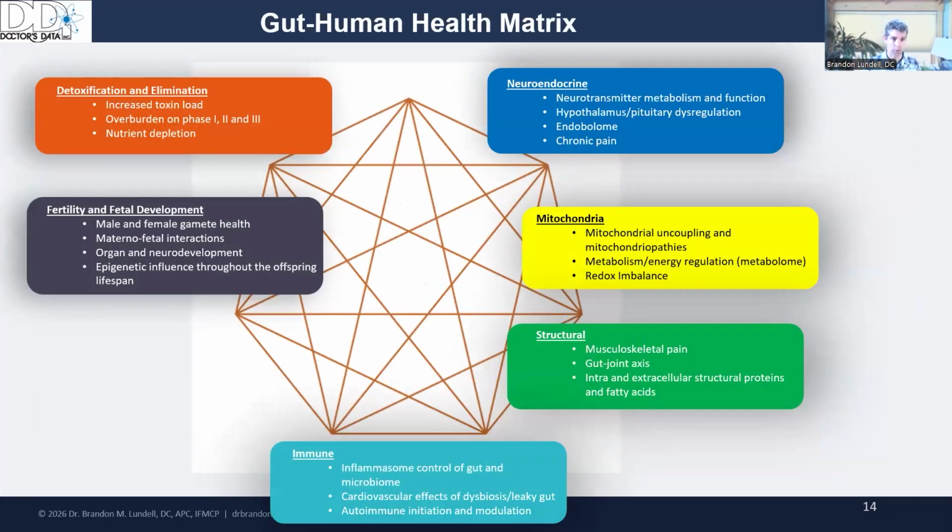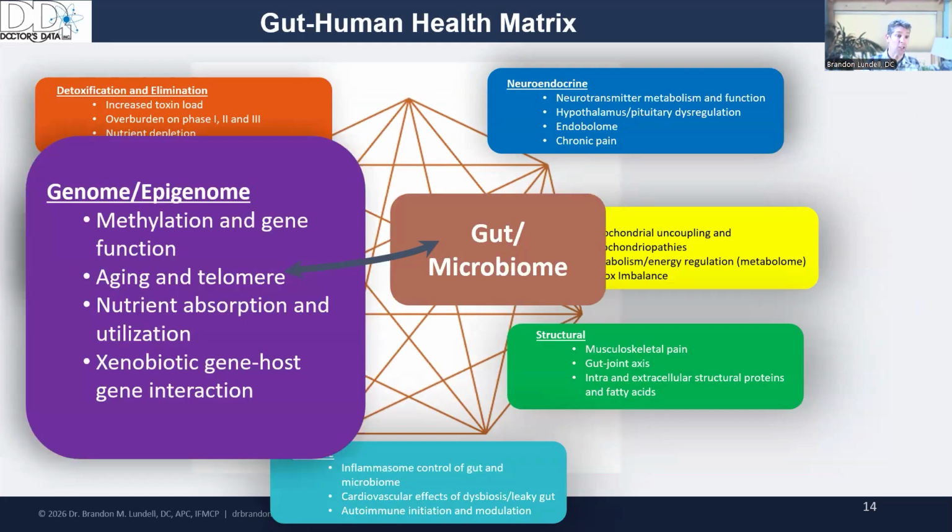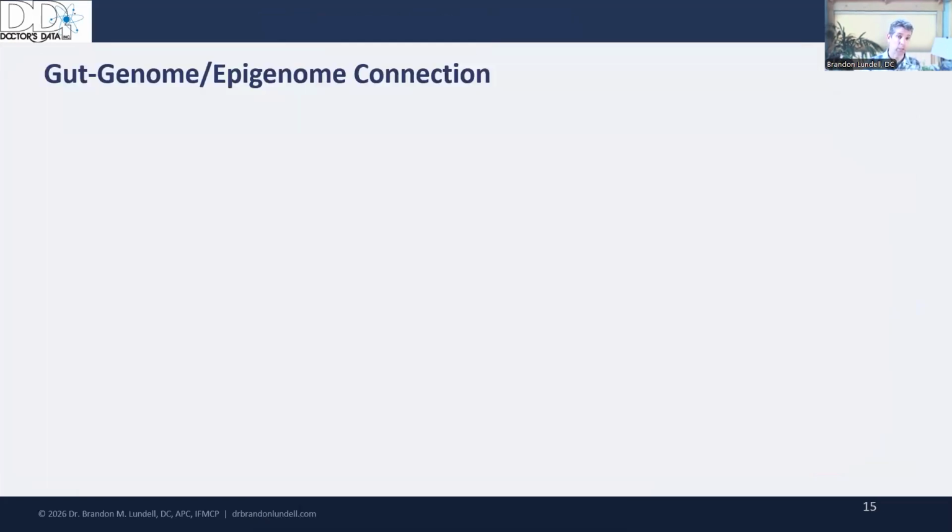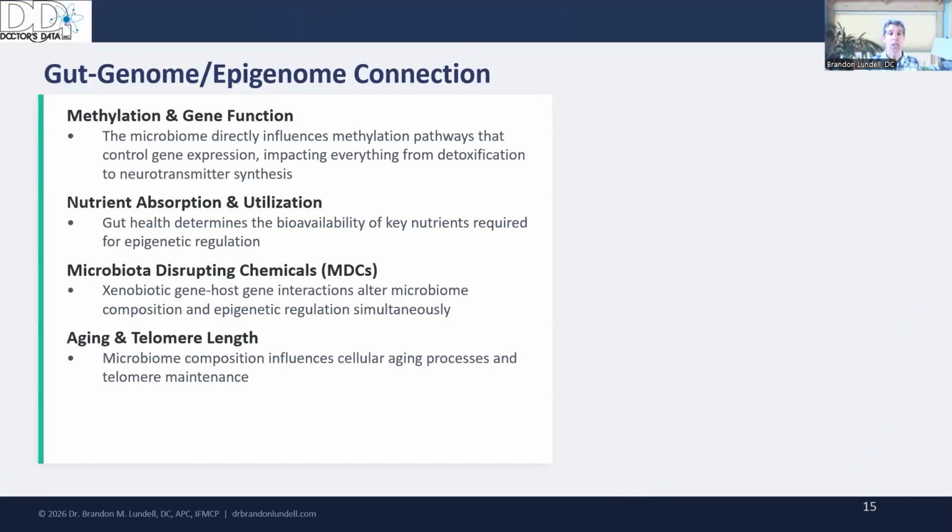So the gut genome and the gut epigenome: the dysbiosis and the metabolome, the endobolome, directly affect not just our epigenetics, but truly we incorporate bacterial genes into our own genome, and that's a big part of cell regulation and diversity and how the system adapts to the environment.